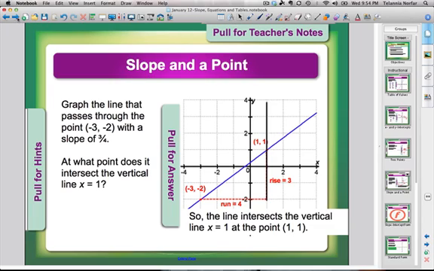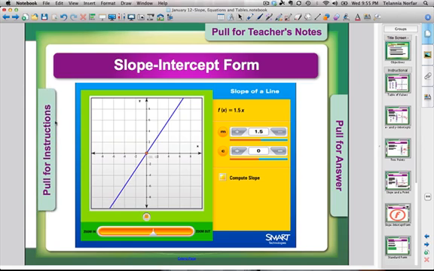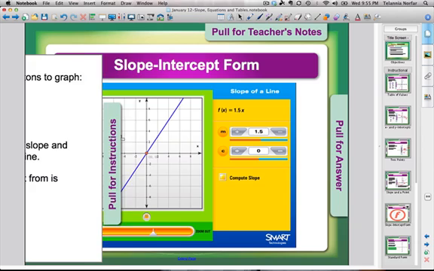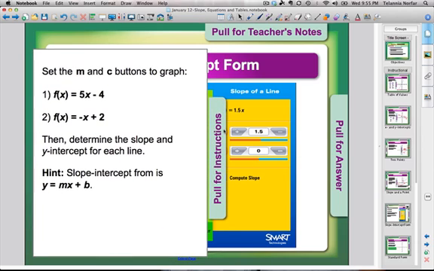Let's try another one. Let's investigate. We have this actual tool in order for us to change the values of the M and the C. So let's pull for directions and then pause the video as you actually follow the directions on your notebook file.